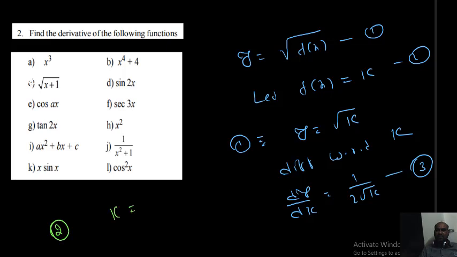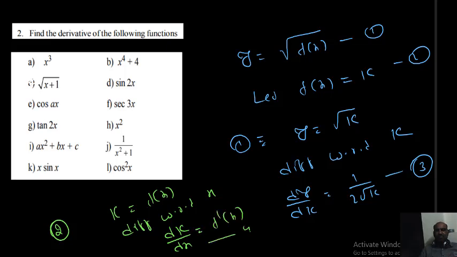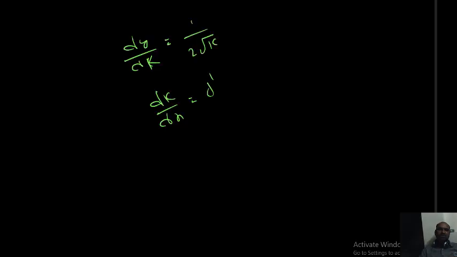Yeah, take the second one, students. K equal to f of x. Differentiating with respect to x, dk by dx equal to f dash of x. This is number 4. See 3 and 4, I want to write somewhere. dy by dk equal to 1 by 2 root k, dk by dx equal to f dash of x. Multiply these two, we will get dy by dx only.